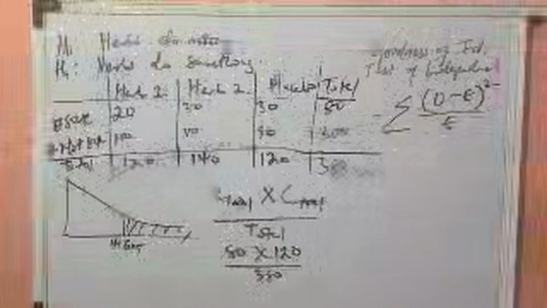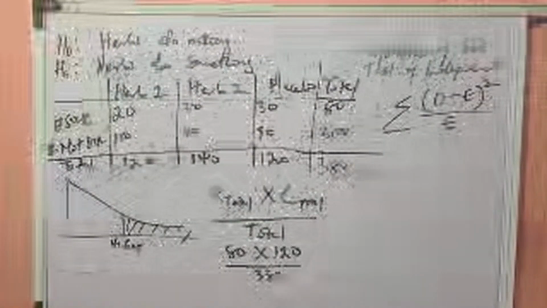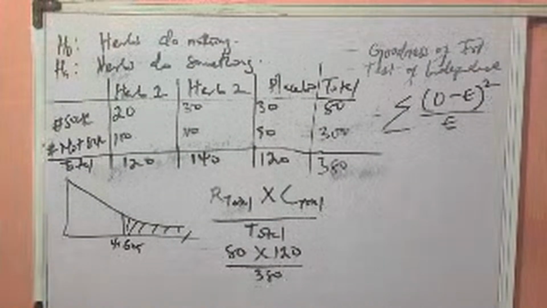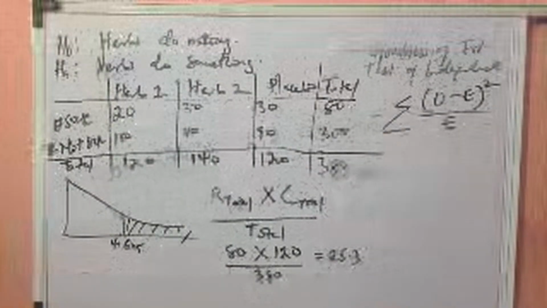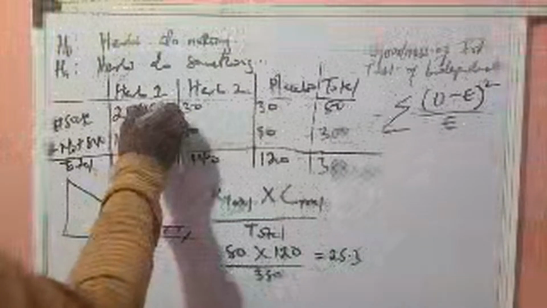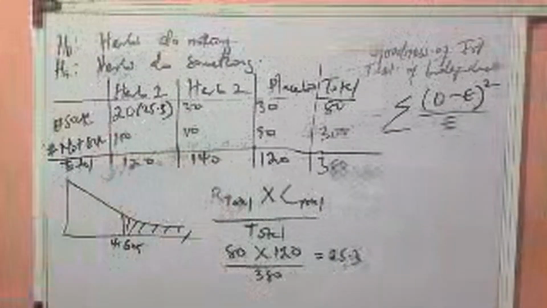So if you press this on a calculator, 80 times 120 over 380, what does it give you? Can anybody give me the answer to that? You get the value of, I believe, 25.3. 25.3 thereby will be representing the expected value for the entry 20. So the expected value here will be 25.3. So I'll be writing them close to each other so you can see. So this is the expected value as calculated now.